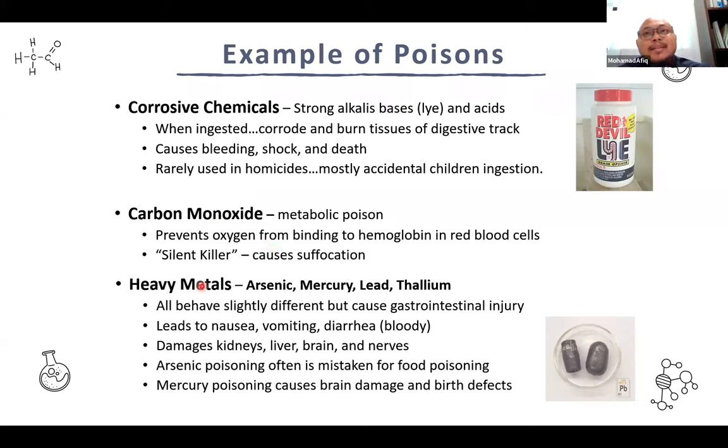Why do you need to understand the different types? Because later, when you want to choose the correct instrument and the correct sample preparation, you need to understand what is the type of the poison. Is it heavy metal? Is it an organic compound? Is it actually ions? So you need to understand what type of poisons or pesticides or toxicants you are dealing with.